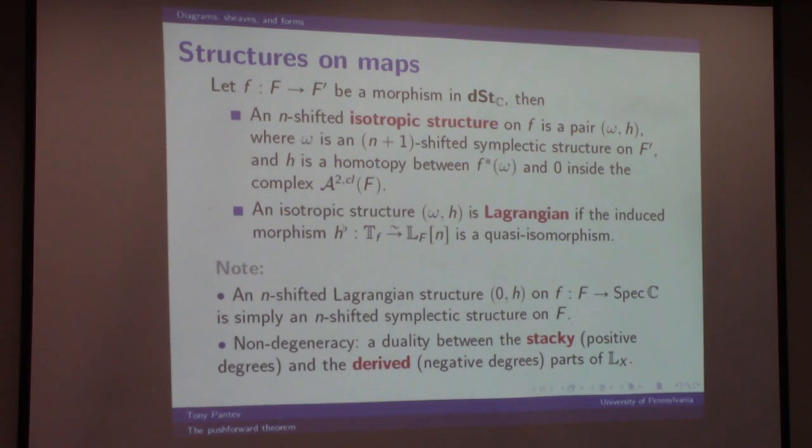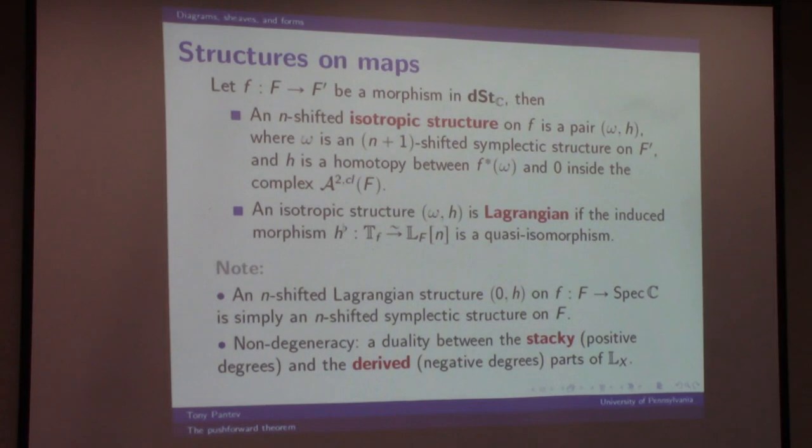So if you have any map of derived stacks, and the target is symplectic, you can talk about isotropic structures being specified on the map. So if the target is an n plus one shifted symplectic stack, an isotropic structure will be a way to trivialize that n plus one shifted symplectic form when you pull it back to F. And because, again, we are dealing with a space of forms or a complex of forms, trivializing means you need to specify a homotopy. So you pull back the n plus one cocycle in the complex of closed two-forms, and you want a homotopy between that cocycle and zero on the source. That's an isotropic structure. And then you can talk about non-degeneracy of such isotropic structures.